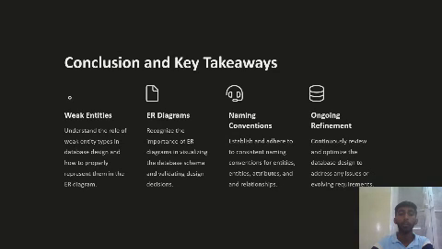ER diagrams. Recognize the importance of ER diagrams in visualizing the database schema and validating design decisions. Naming conventions. Establish consistent naming conventions for entities, attributes, and relationships. Ongoing refinements. Continuously review and optimize the database design to address any issues or evolving requirements.